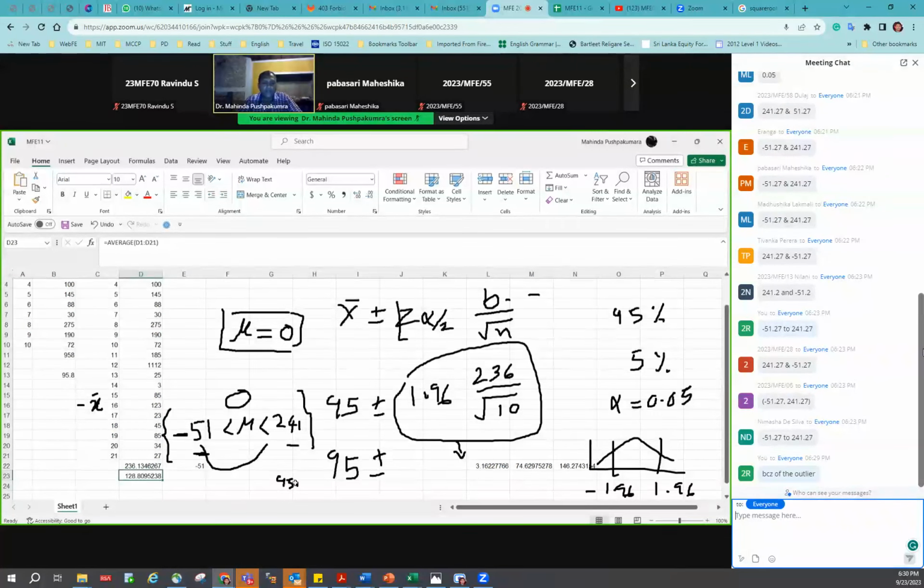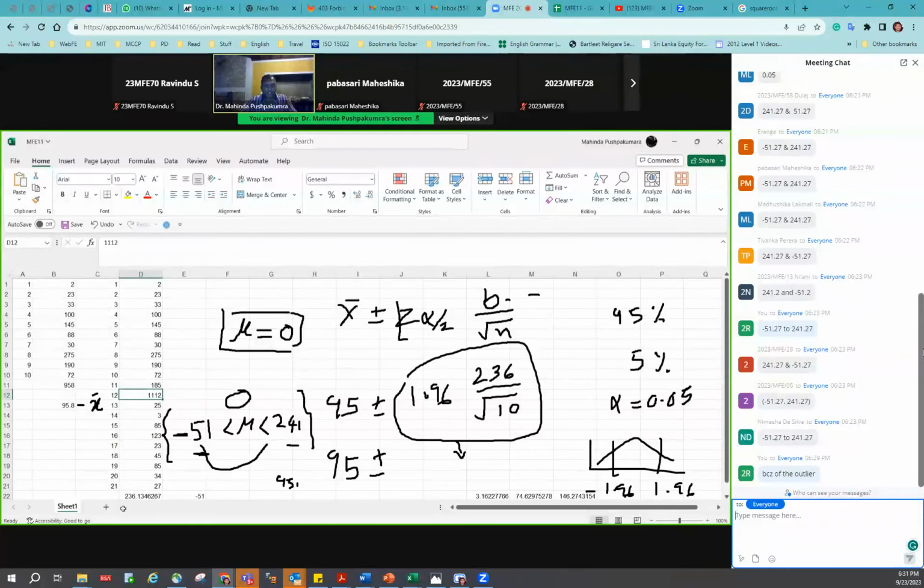Average is 120. This is the population average. Our sample average is 95. Then based on the confidence interval, we make a conclusion it is minus 51 and 241. Why is this wrong? That's why I asked about this number. Sometimes it may be correct, but it is an outlier. It is an outlier.